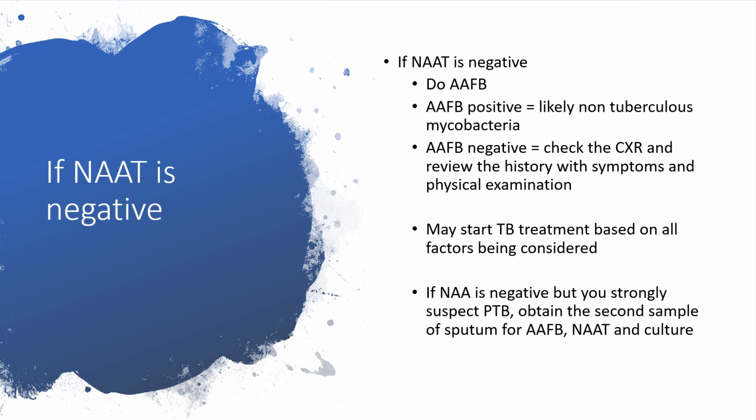Review the history again. Compare the symptoms and history and the chest X-ray and physical examination. If you are still suspicious, you may start your TB treatment based on all factors being considered. But if NAAT is negative and you still strongly suspect pulmonary tuberculosis, obtain the second sample of sputum for AAFB, NAAT, and culture. Run the tree again.